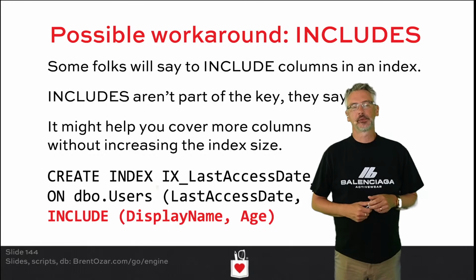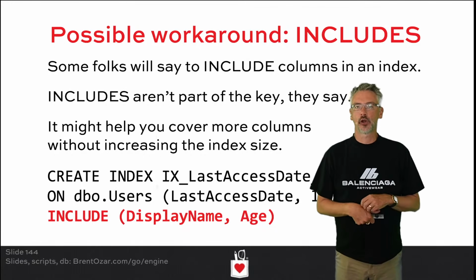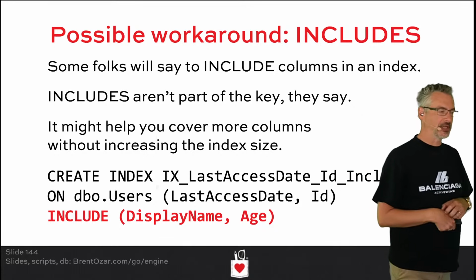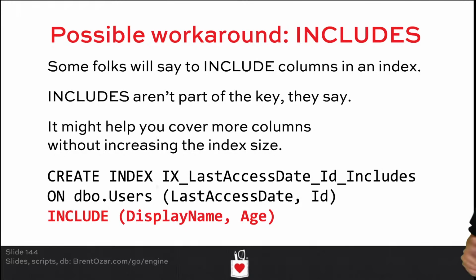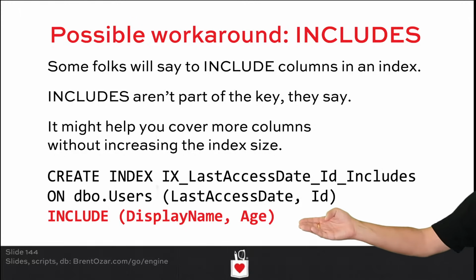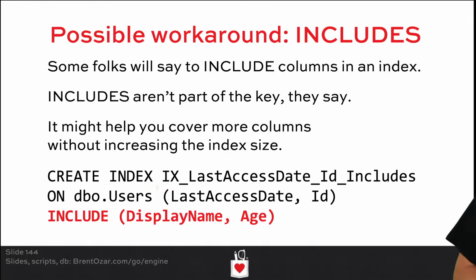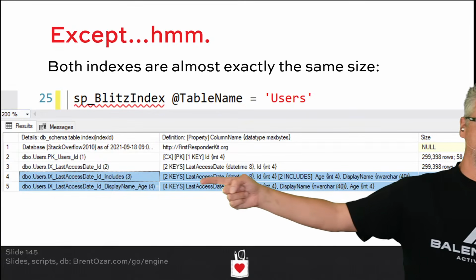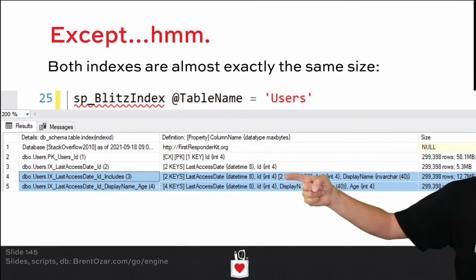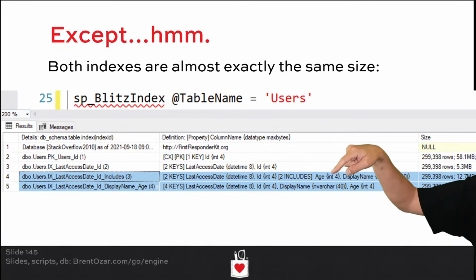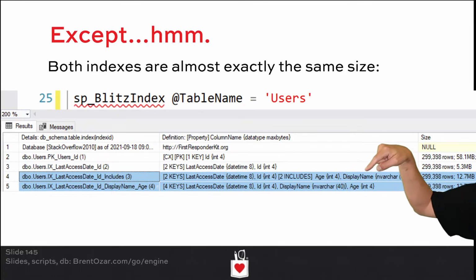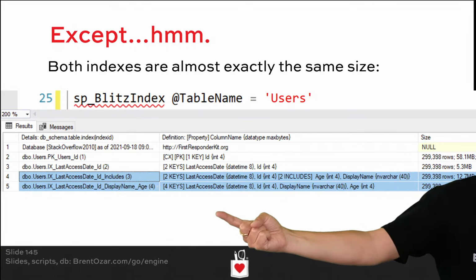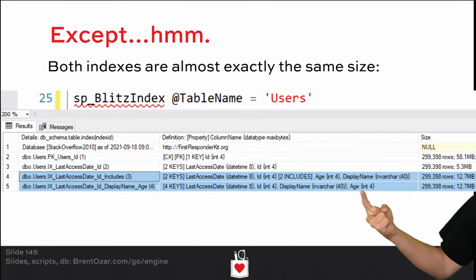So sometimes you'll hear people say that includes are magically lightweight, that includes make it easier for you to tack columns onto an index, and they don't cost you as much in terms of overhead. Well, let's take a look at that. I've highlighted two lines in here. This line says, here's my index that just includes age and display name. Here's the index that's on all four columns.